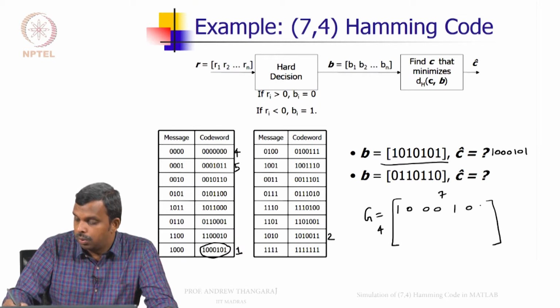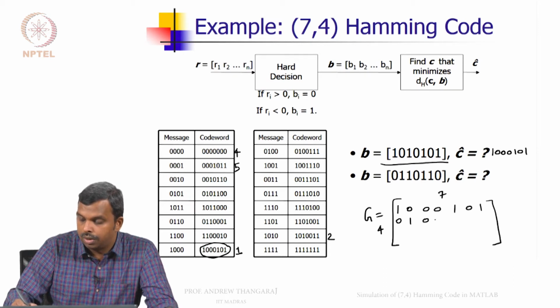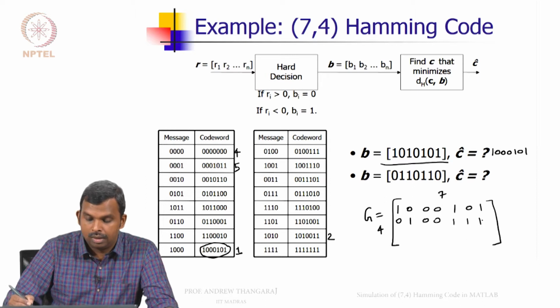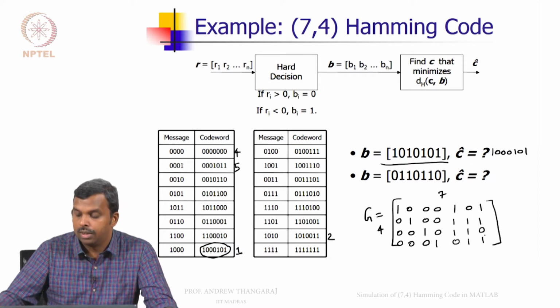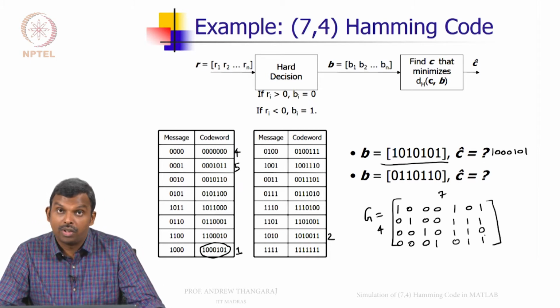1 0 1, and then you have 0 1 0 0, and 1 1 1, and then you have 0 0 1 0, and 1 1 0, and 0 0 0 1, 0 1 1. Okay, so this is the generator matrix for this 7,4 Hamming code.